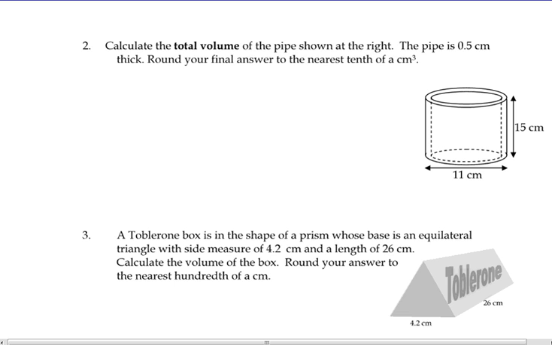All right, let's look at this shape. So what's happening here is, if you look at this, this is a pipe. The inside is hollow. You guys heard me back there, Hayden? Yeah, the inside's hollow. Okay, thank you. Calculate the total volume of the pipe shown at the right. The pipe is 0.5 centimeters thick. So the thickness of the pipe here on each side is 0.5 centimeters.